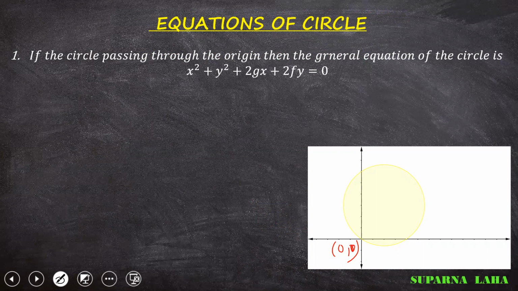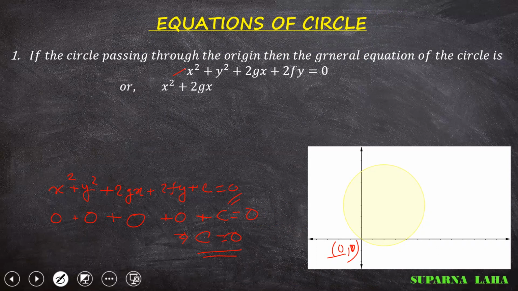Now if it passes through the origin, its general equation, we know, is x² + y² + 2gx + 2fy + c = 0. Now I am saying this equation passes through (0, 0), so it will satisfy this point. If we put x = 0, y = 0, you will find 0 + 0 + 0 + 0 + c = 0. So ultimately you will find c is 0. Now if c is 0, this original equation transforms into x² + y² + 2gx + 2fy = 0.